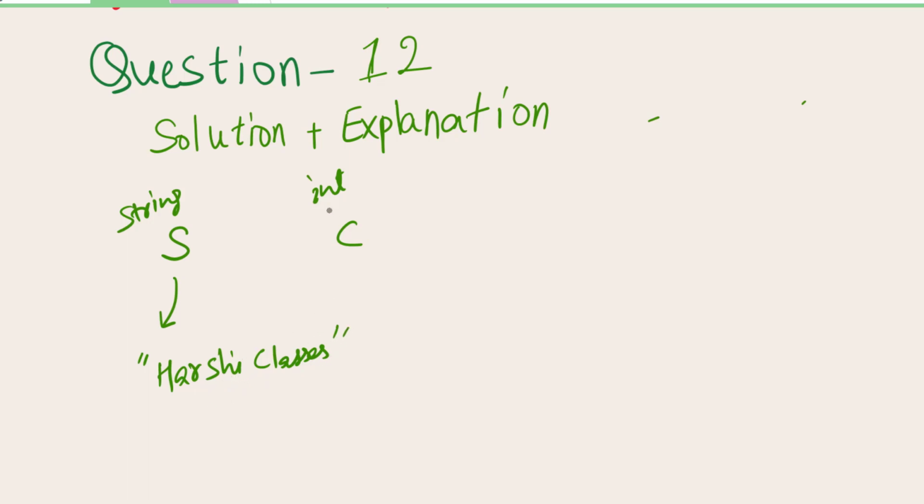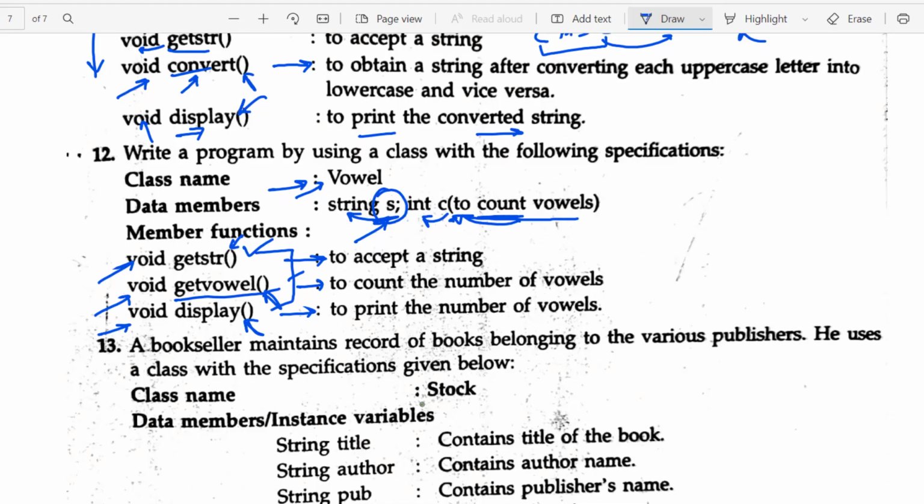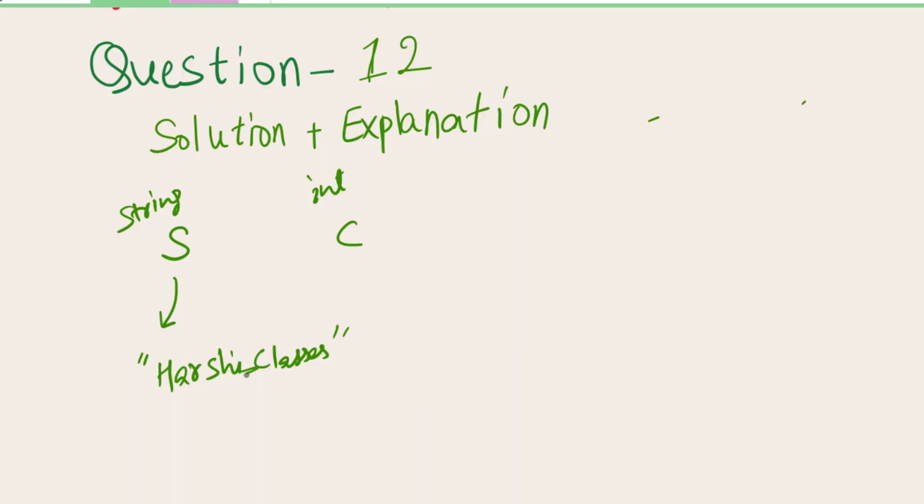Now you are expected to write a method. The method name is getvowel, and this getvowel method will have the logic to count the number of vowels this string has, and store it into the C variable. So see, you have vowels 1, then 2, then 3, then 4. So this C will have 4 and it will display it. As easy as that.